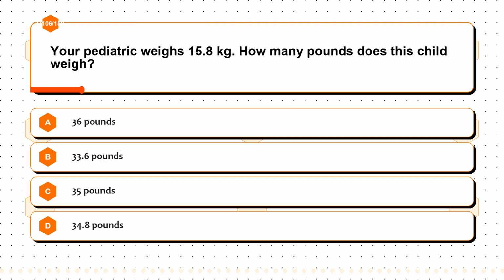Question 106. Your pediatric patient weighs 15.8 kg. How many pounds does this child weigh? Here are the options. Option A, 36 pounds. Option B, 33.6 pounds. Option C, 35 pounds. Option D, 34.8 pounds.